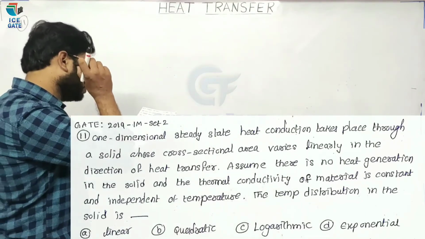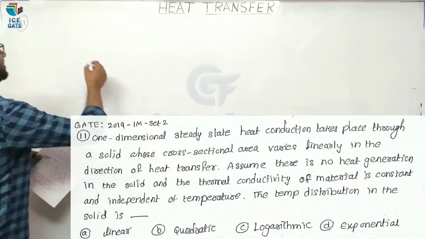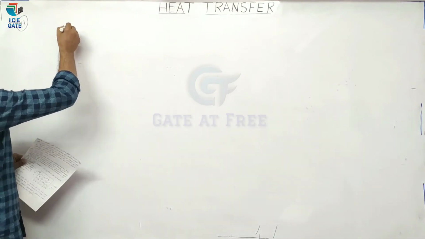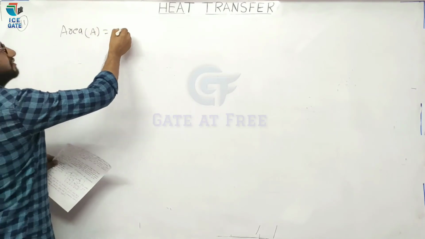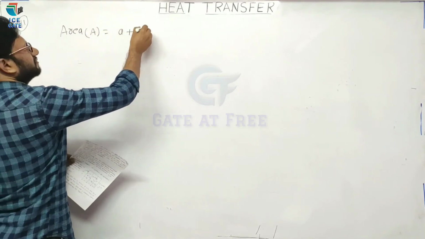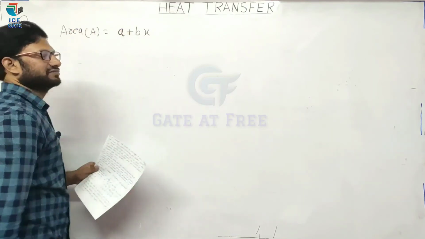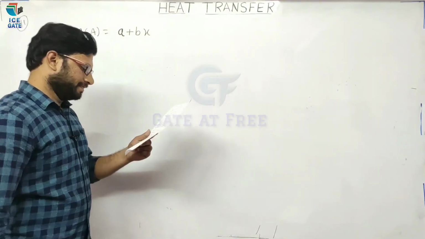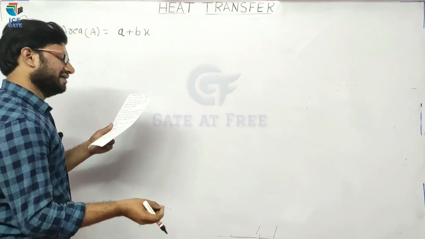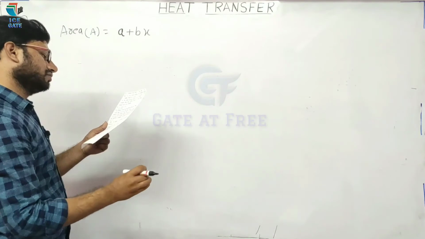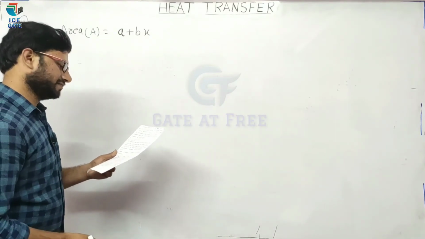Now, how to find out the temperature distribution in the solid? He clearly mentioned the area is varying linearly. So the straight line equation is A plus Bx. One-dimensional steady-state heat conduction takes place through a solid. That is conduction heat transfer.